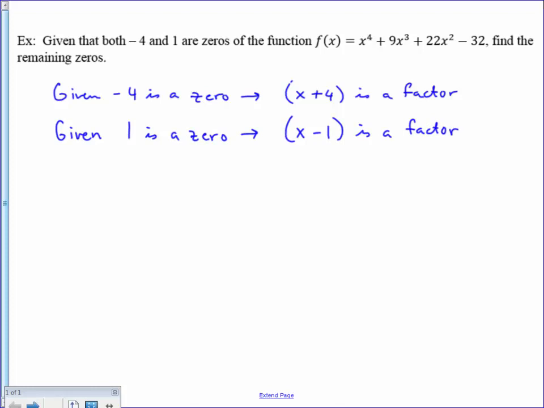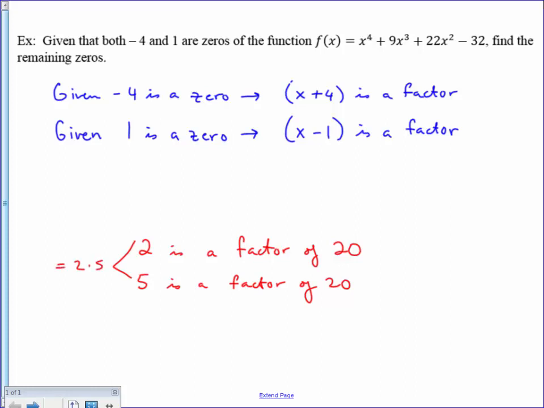Now, you don't have to write this next part down. I'm going to actually erase it when I'm done. But think about what we know about factors. If I tell you that 2 is a factor of 20, and I tell you that 5 is a factor of 20, what do I also know? I know that if I multiply 2 and 5, then that number is also a factor of 20.